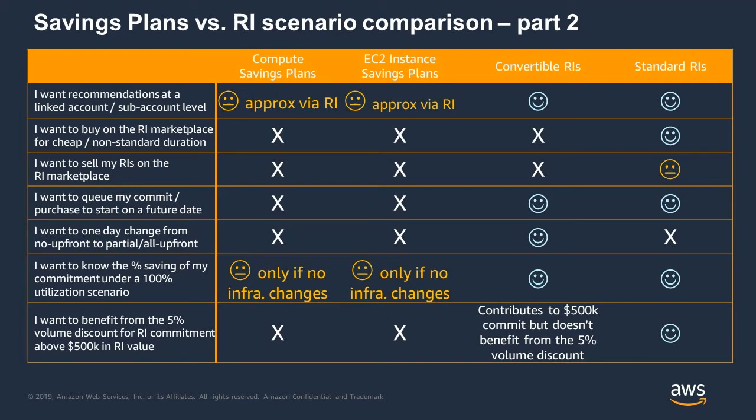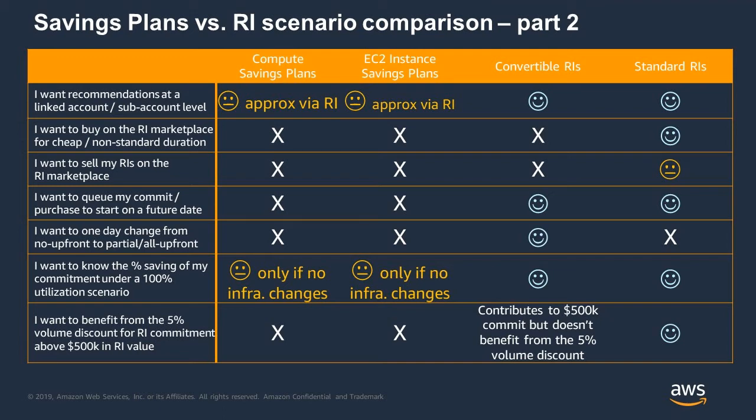If you want to know the exact savings percentage you're going to enjoy under a 100% RI utilization scenario, the convertible RI and the standard RI have absolute savings figures, whereas for savings plans, you're likely to enjoy those savings and actually likely to enjoy higher dollar discount savings because of its flexibility in applying to more of your usage. However, the certainty is reduced because the amount of savings realized depends on what you're actually running as underlying on-demand infrastructure.